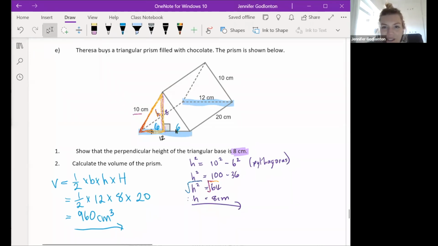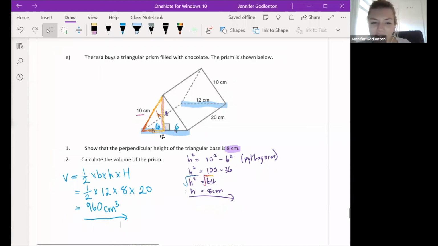Okay. Take a screenshot if you would like. The first part is just proving that our perpendicular height is 8 centimeters. And then the second part is just a nice, easy volume question of our triangular prism. Let's try and do one last question tonight. Oh, sorry, I think your hand was up to answer. I'll look for your hand in the next question.